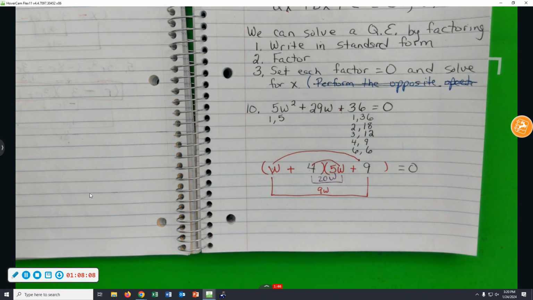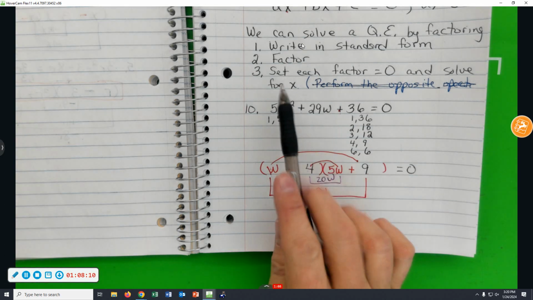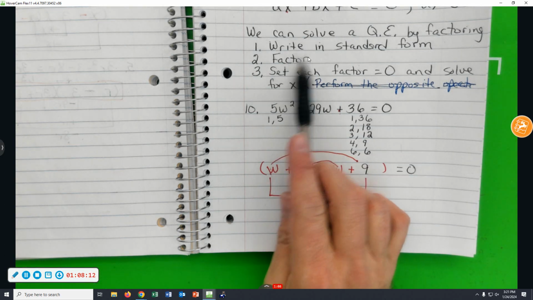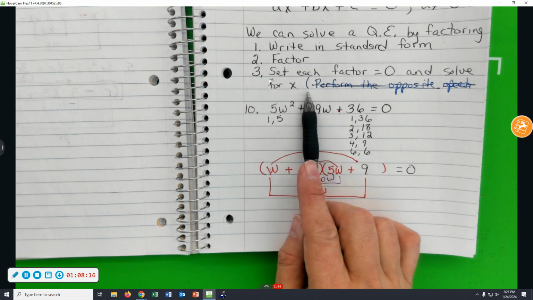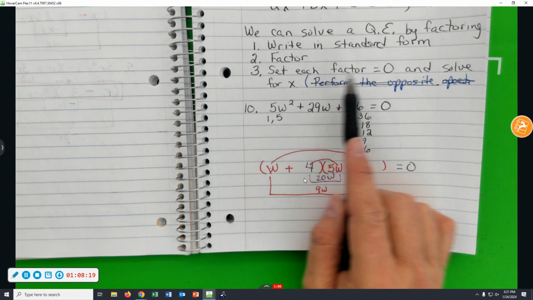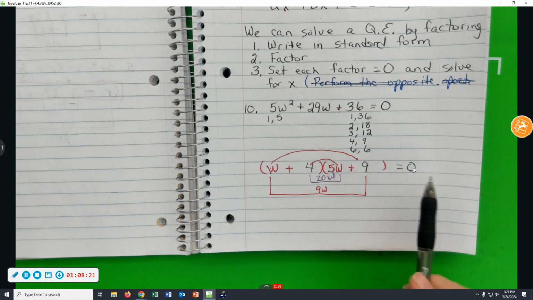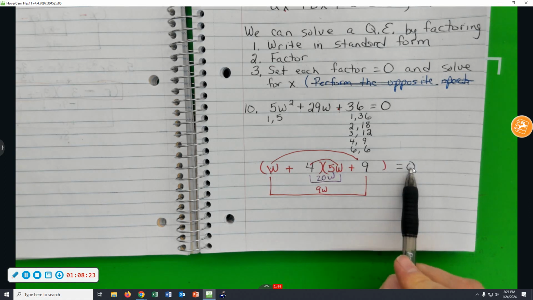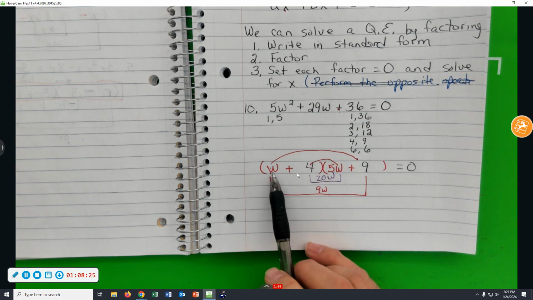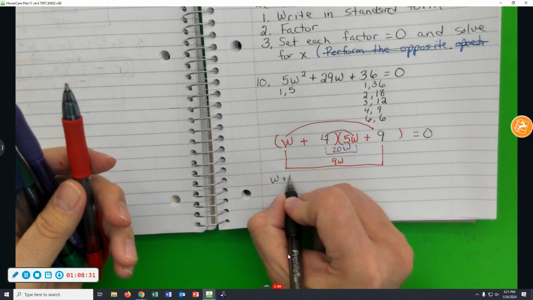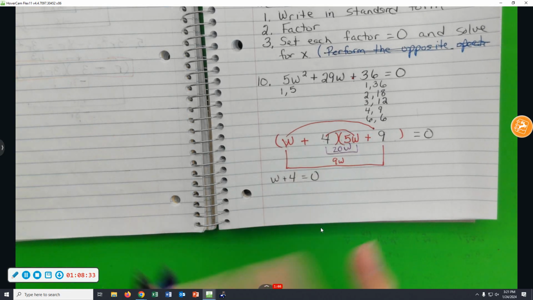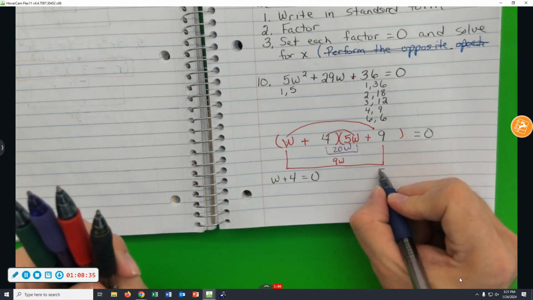Here's the new part of the problem. We've done step 1, made sure it was in standard form. We did step 2, we factored it. Now here's the new part. The only way something times something equals 0 is for one of those somethings to be 0. So either W plus 4 is 0, or 5W plus 9 is equal to 0.